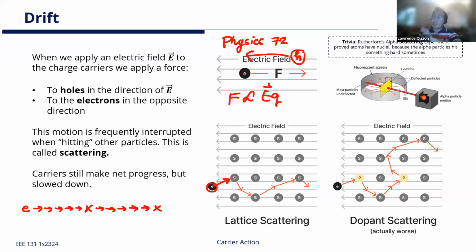And the bumping is called scattering. When it's happening against the silicon atoms in the lattice, you call that lattice scattering. Now, we also have something called dopant scattering, because if you dope a semiconductor, you have not just silicon, but also, for example, phosphorus.